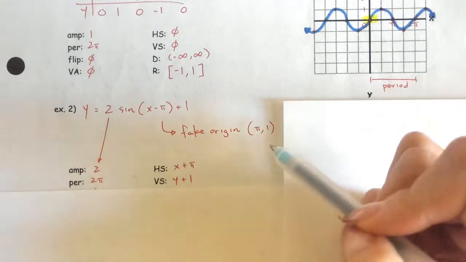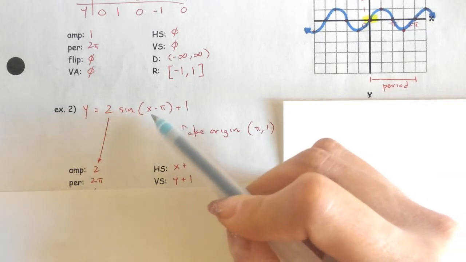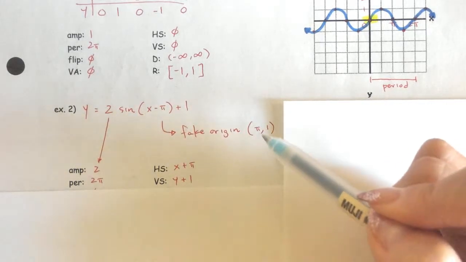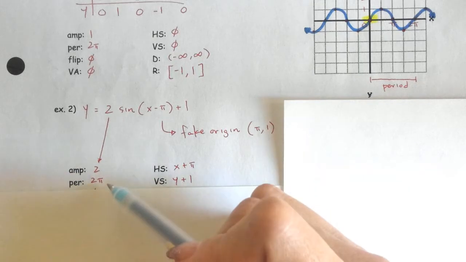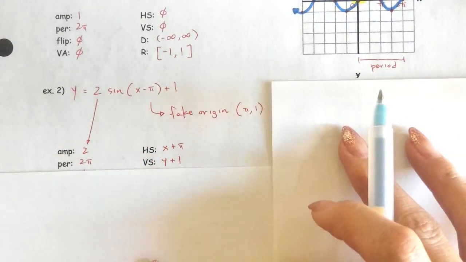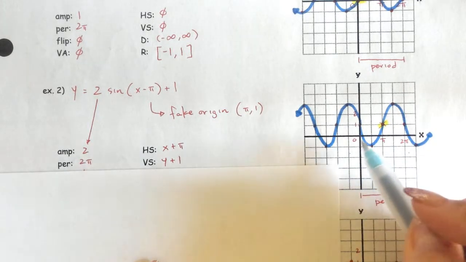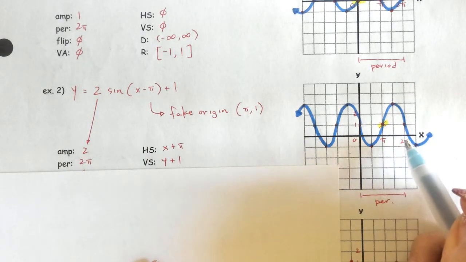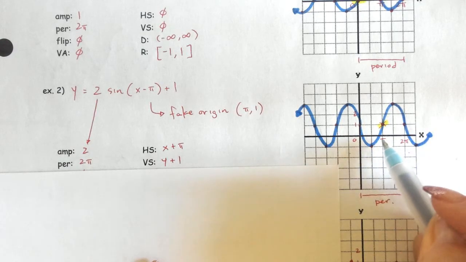So I say this is my fake origin because I go to the right and then I go up. So pi comma 1. Okay, what is my period? My period is 2. That's where I start my graph, guys. So I start 1, 2, 3, 4. I start here and I put 2 pi. And then I go here and I put pi.